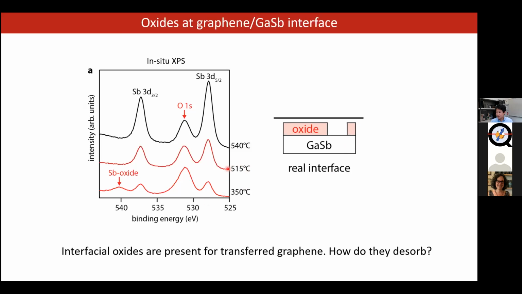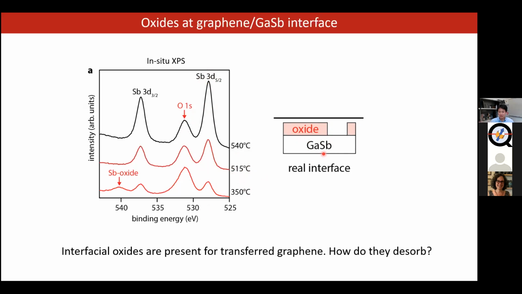Okay, you can anneal the sample, and we anneal it because that's the typical way that you'd remove oxides from a substrate. As you anneal the sample, sure enough, you can decrease the intensity of this oxygen 1s compared to the antimony 3D. So you can clean it up, right? You can remove some of the interfacial oxides, but the key thing is that the interfacial oxides are present as a result of this transfer process.